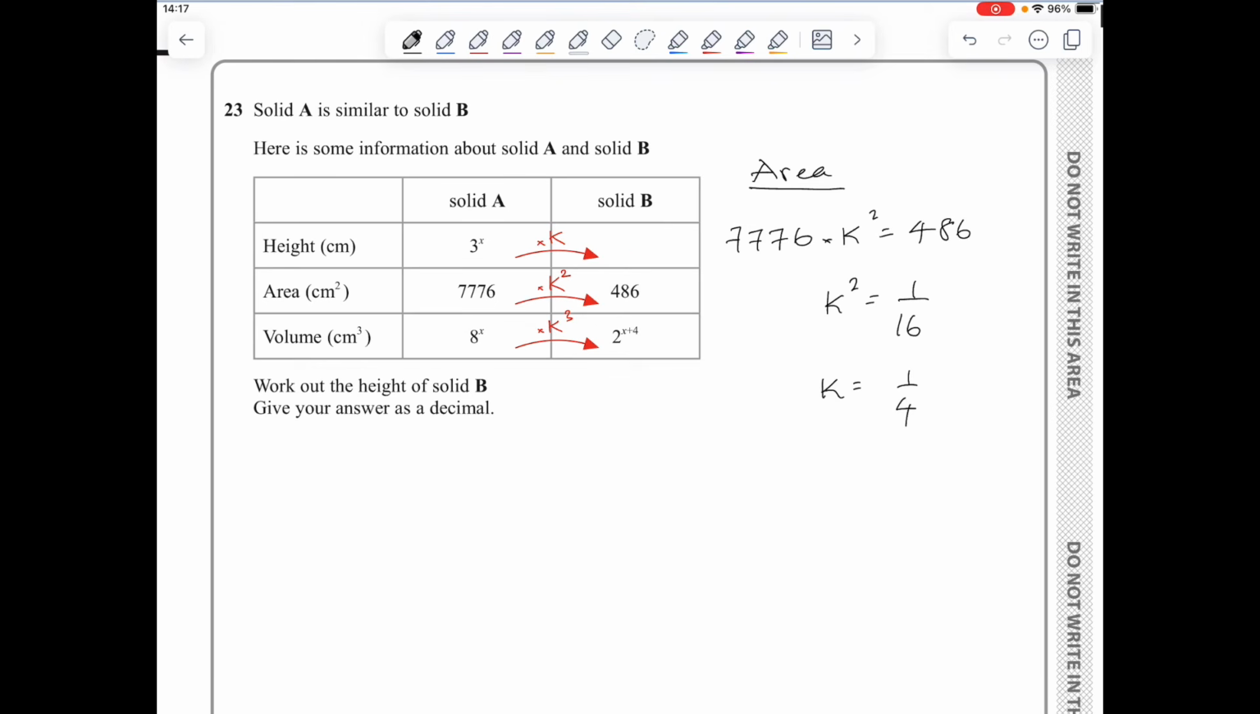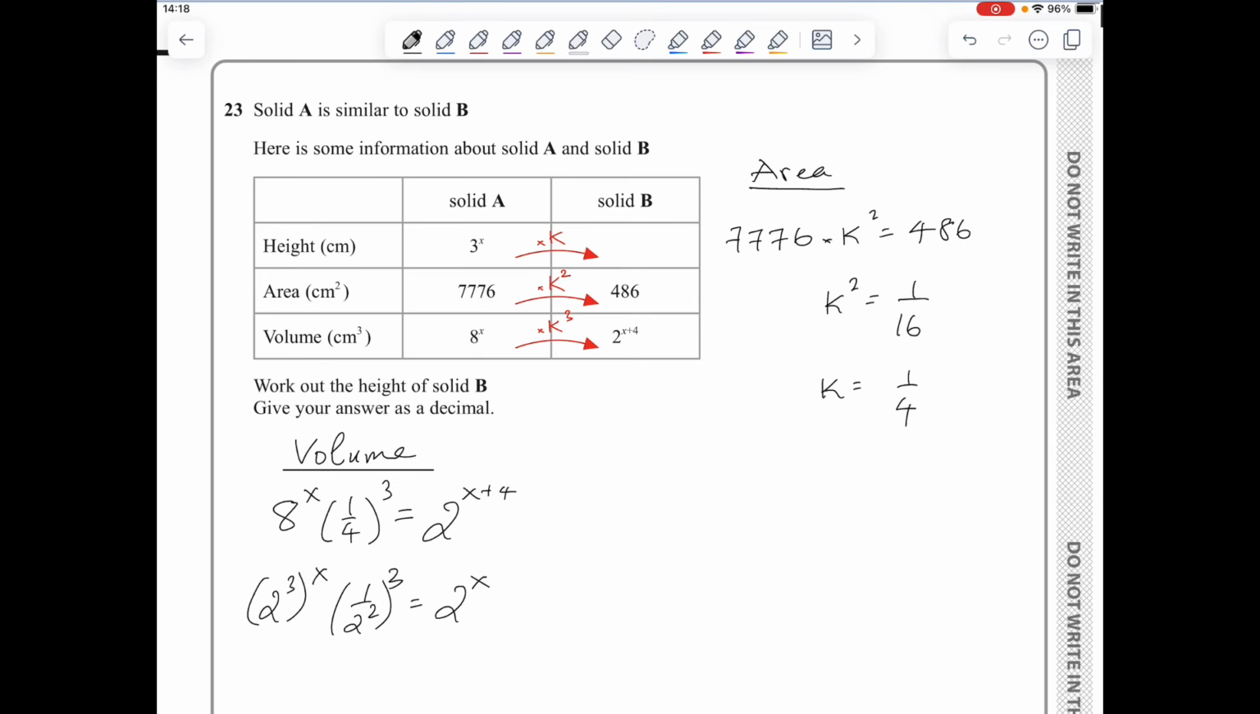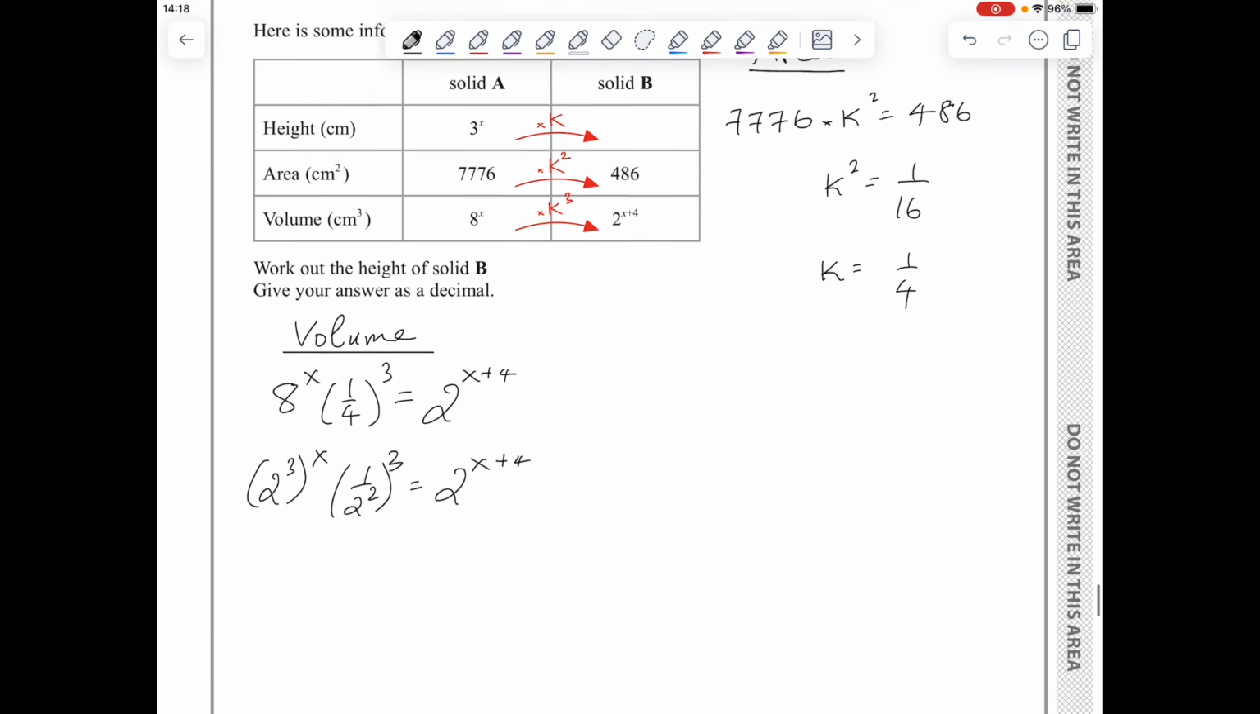Now I'm going to work with the volume. So 8 to the power of x times the scale factor to the power of 3 will give me 2 to the power of x plus 4. Now I'm going to write 4 and 8 as powers of 2. So 2 to the power of 3 to the power of x times 1 over 2 squared to the power of 3 is 2 to the power of x plus 4.